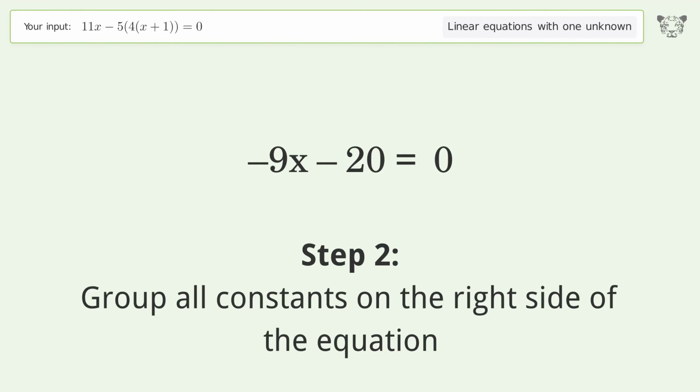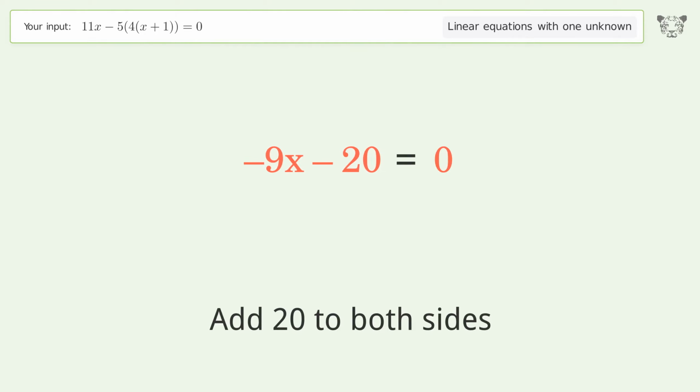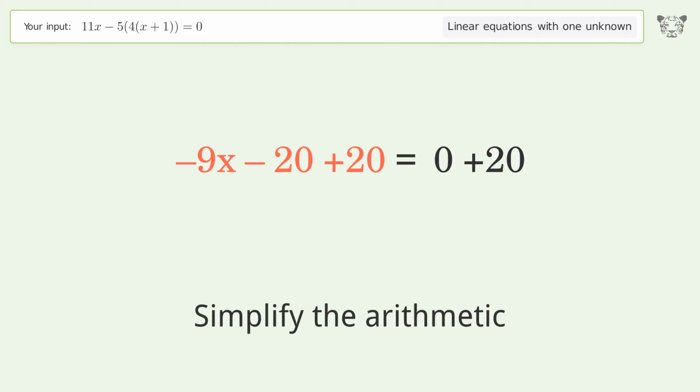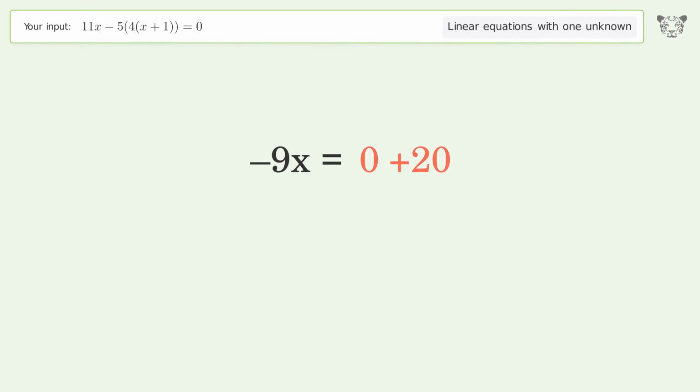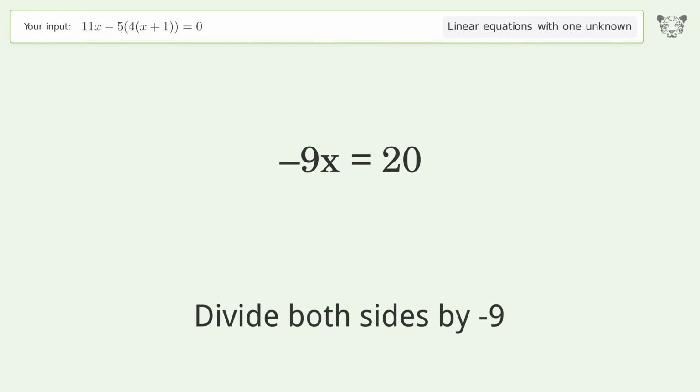Group all constants on the right side of the equation. Add 20 to both sides. Simplify the arithmetic. Isolate the x. Divide both sides by -9.